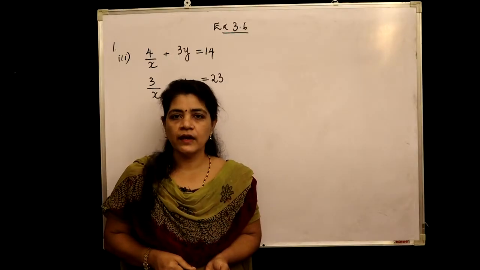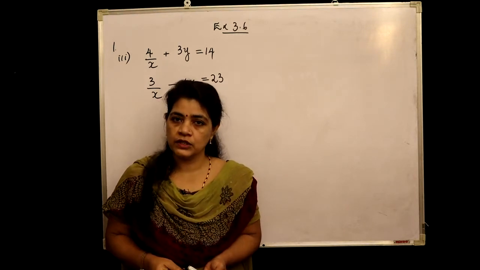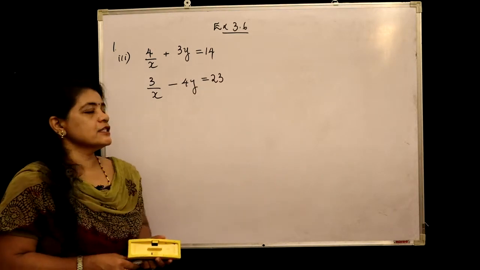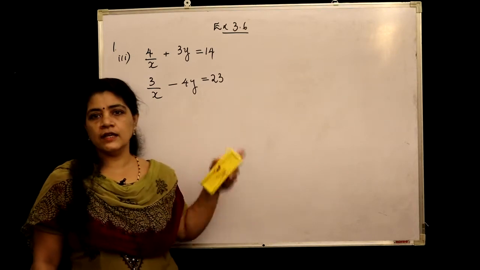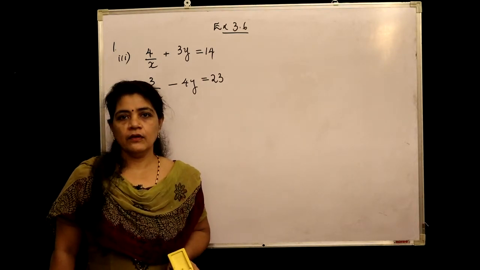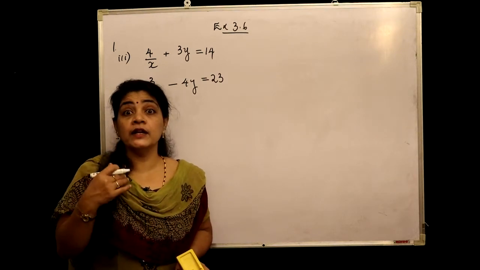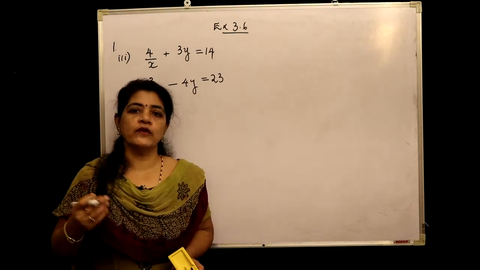Hello dear students, we are continuing exercise 3.6 question number 1 and the third sub question of that question number 1. Here in this question, 4 by x plus 3y is equal to 14, 3 by x minus 4y is equal to 23. This question also we can solve for x and y by reducing them into a pair of linear equations in two variables.